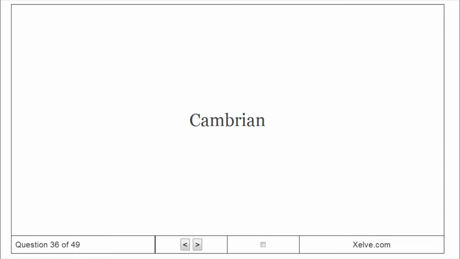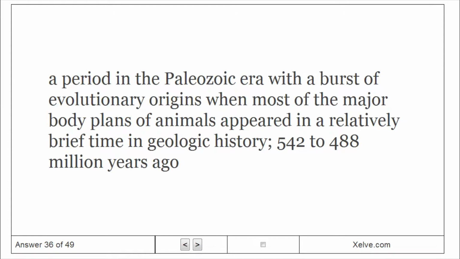Cambrian. A period in the Paleozoic era with a burst of evolutionary origins when most of the major body plans of animals appeared in a relatively brief time in geologic history, 542 to 488 million years ago.